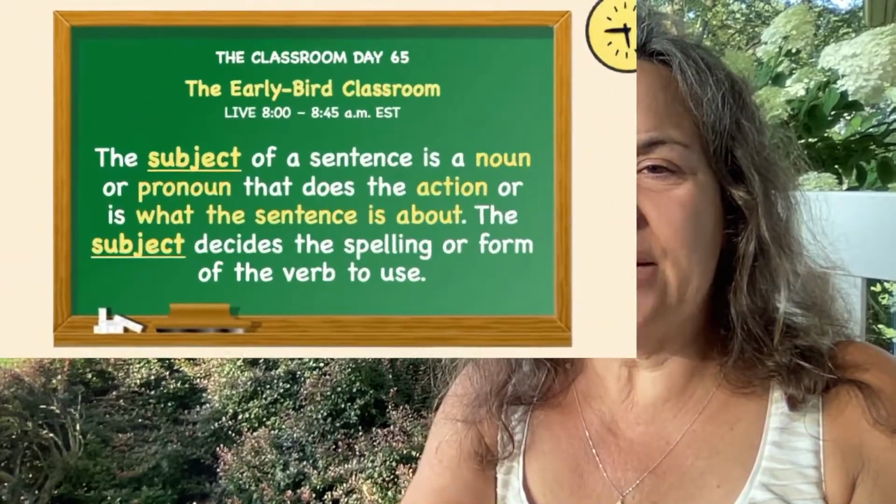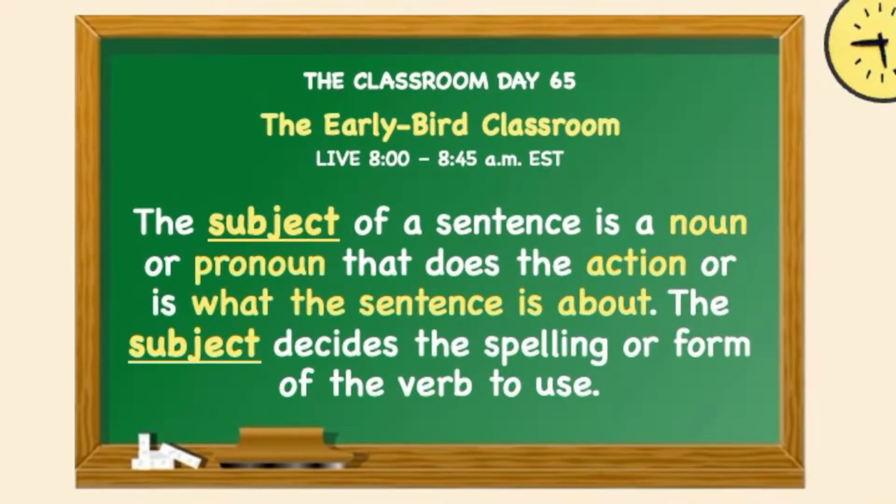And it does the action of the sentence. It performs the action. So the subject performs the action, or it's what the sentence is about, right? So a book may not perform an action, but a book could be very interesting, right? That book was very interesting. So it's what the sentence is about. It's about the book. The book was very interesting, right?